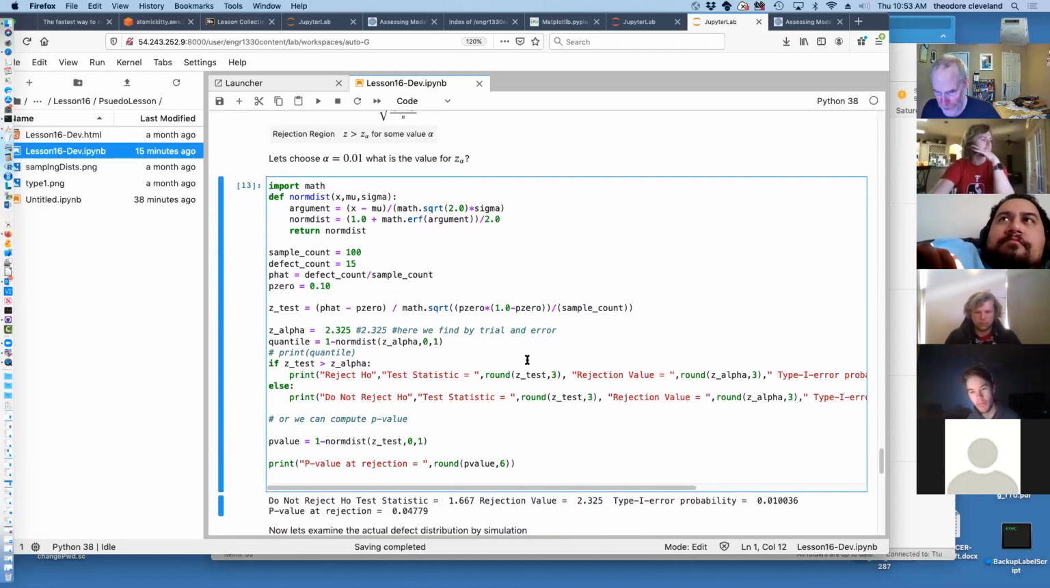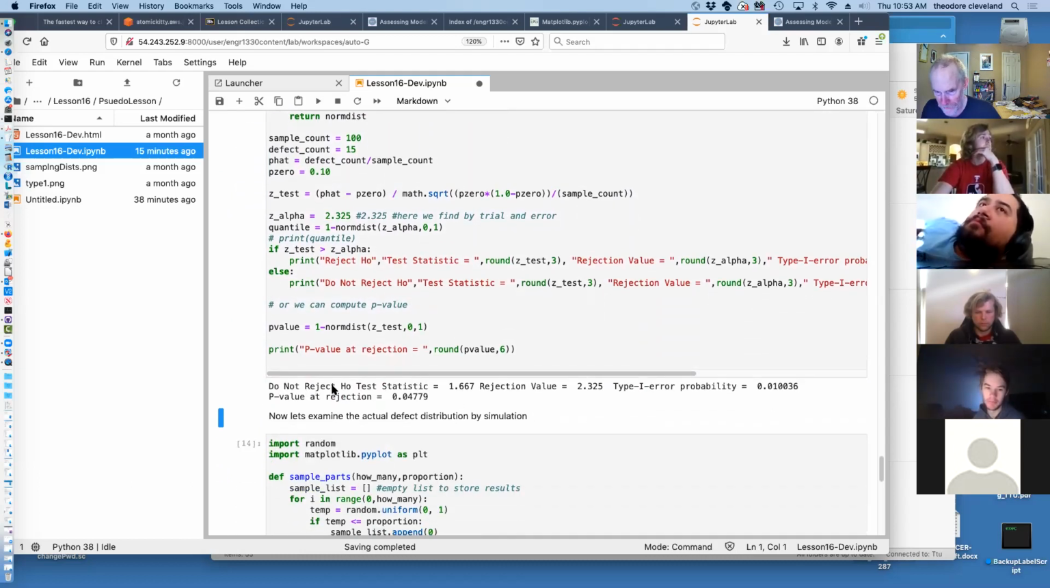Remember our case. If our reject rate is bigger than 10%, we need to stop the machines and maintenance them. So we run that and we get, do not reject our null hypothesis. Our test statistic is 1.667, but our desired rejection value is 2.325. Our attained probability at rejection is 0.04 or 4%.